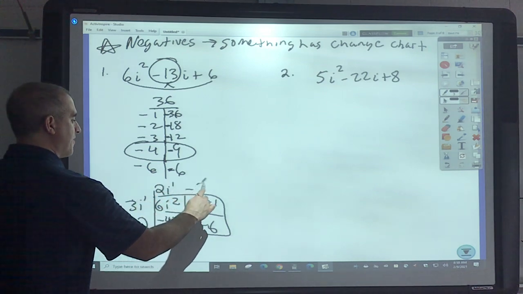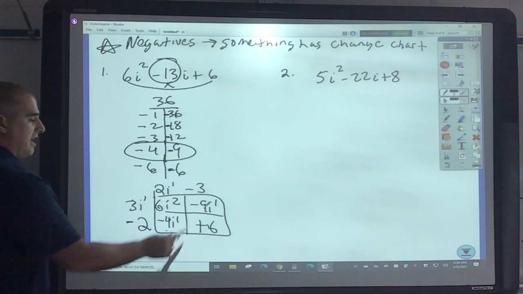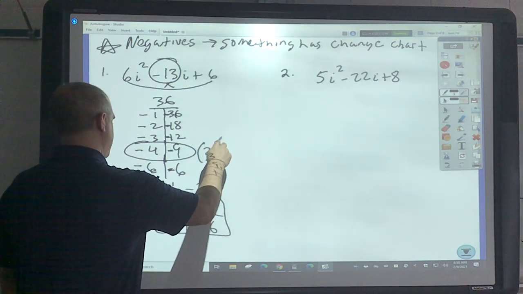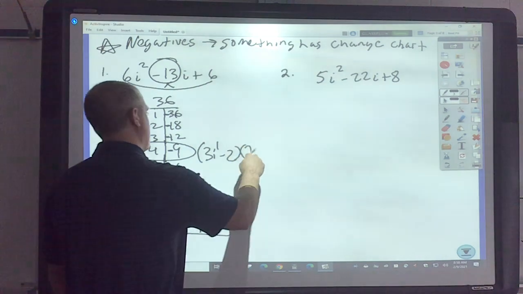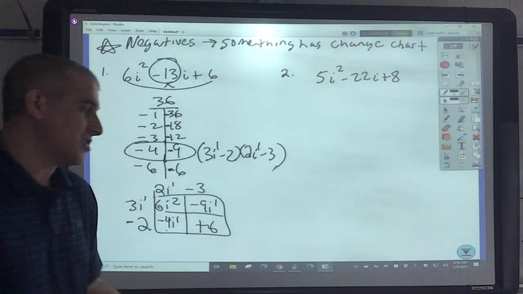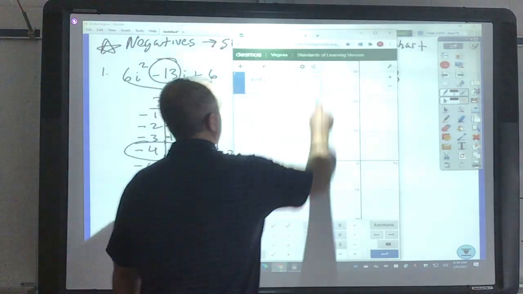3 times negative 3 would give me negative 9. Once again, the negatives here. You could do the GCF if you wanted to as well. So I got 3i to the first minus 2, 2i to the first minus 3. So not much different. You just got to watch those negatives, okay? All right.